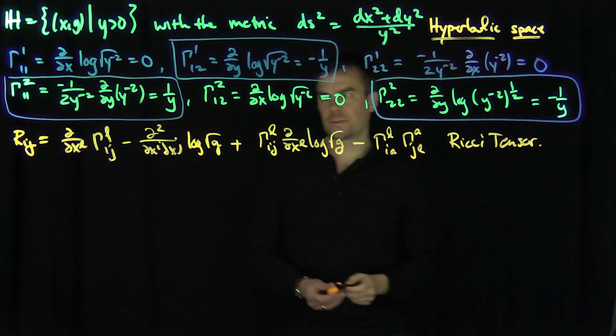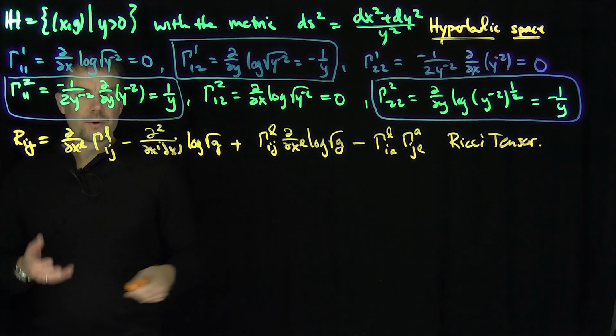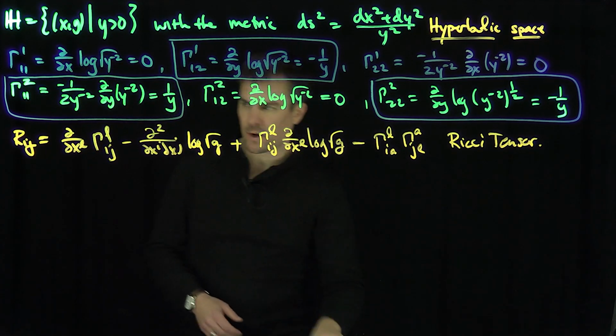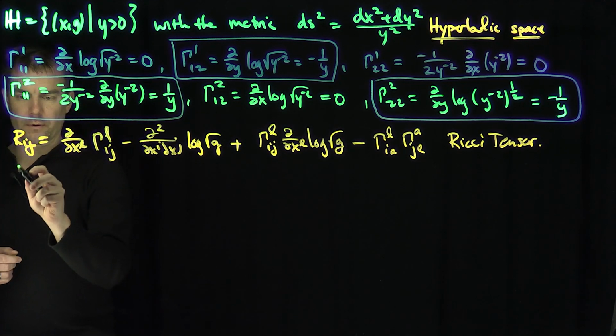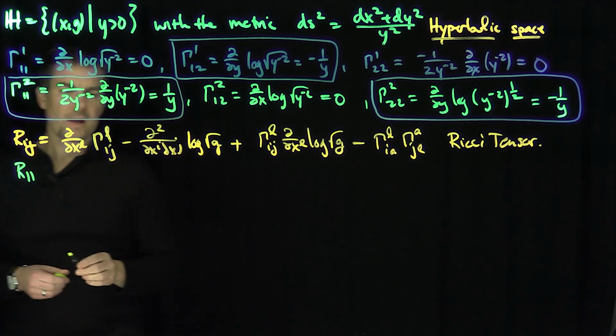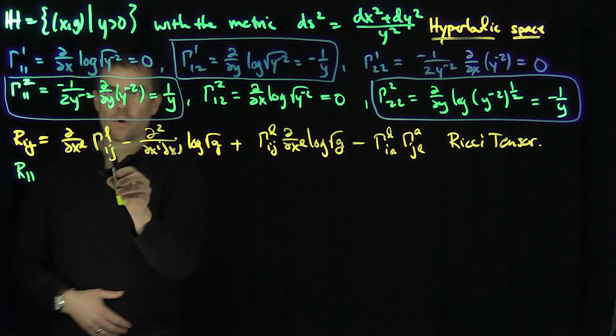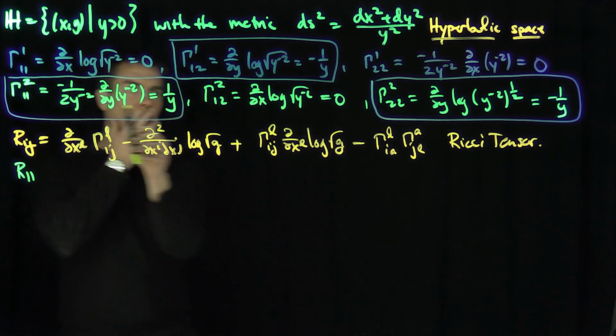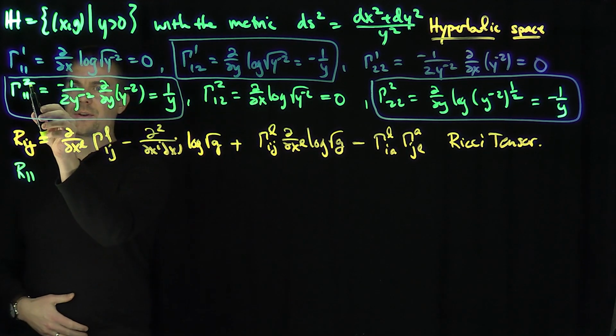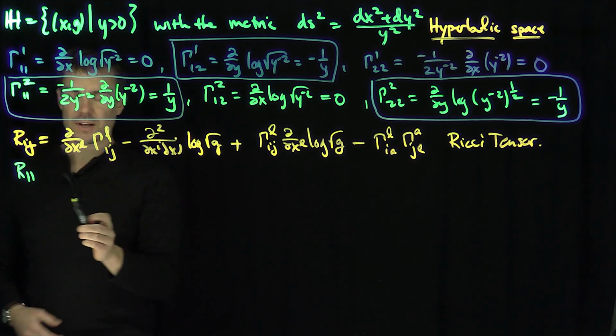Okay, excellent. Now what I want to do is compute these things, so let's do them slowly. Let's look at R11, for example. That means I'm going to plug in i and j are 1 and 1. The only time we have a 1, 1 entry is this upper index of 2, so L is going to have to be 2 in this instance.